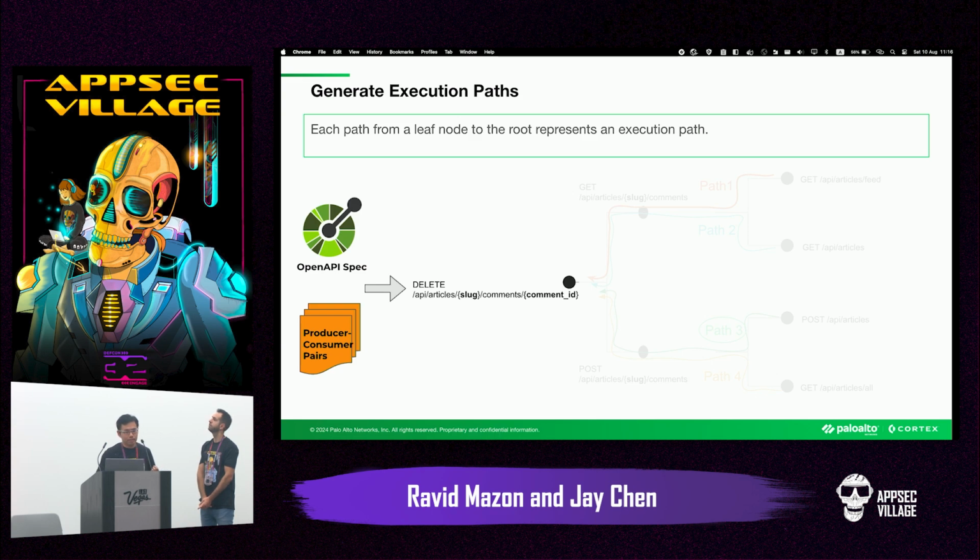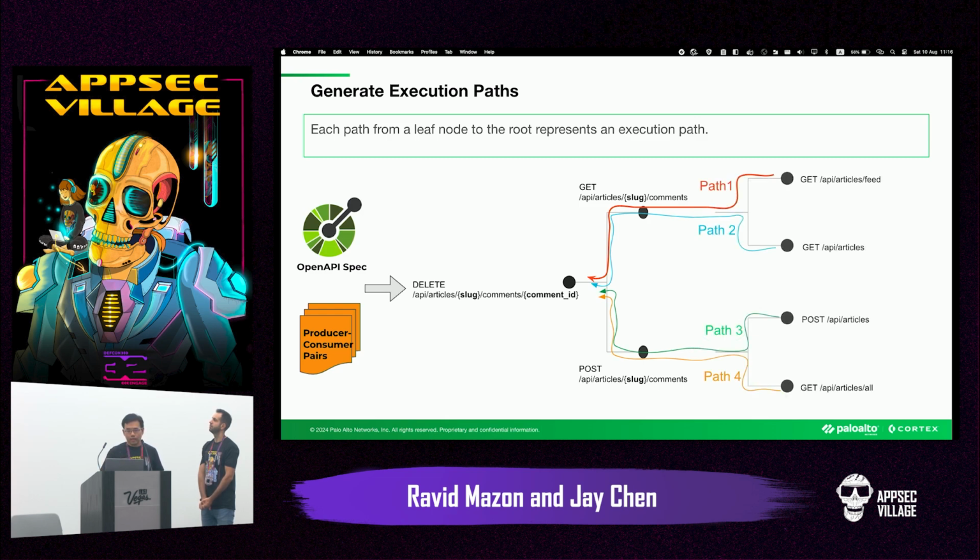In this example, the target endpoint is delete comment. And this endpoint has two producers, get comment and post comment. And these two producers in turn each also have two producers. So at the end, there are four execution paths that can all reach the target endpoint, delete comment.